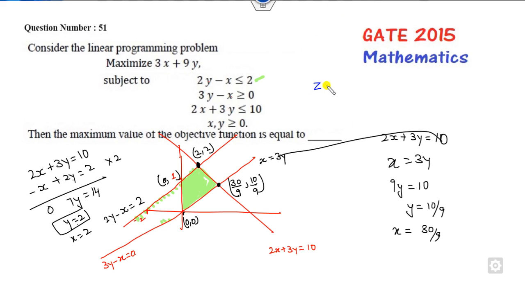Now you can find the value of z. Value of z at this point is 9. Value of z at this point is 36. Value of z at this point is 0. Value of z at this point is 10 plus 10, 20. If you find the value at 2, 2, what is the value of this? This is 6 plus 18, sorry, it's 24. So which is the minimum, and you need a maximum value, so 24 is the right answer of this problem.